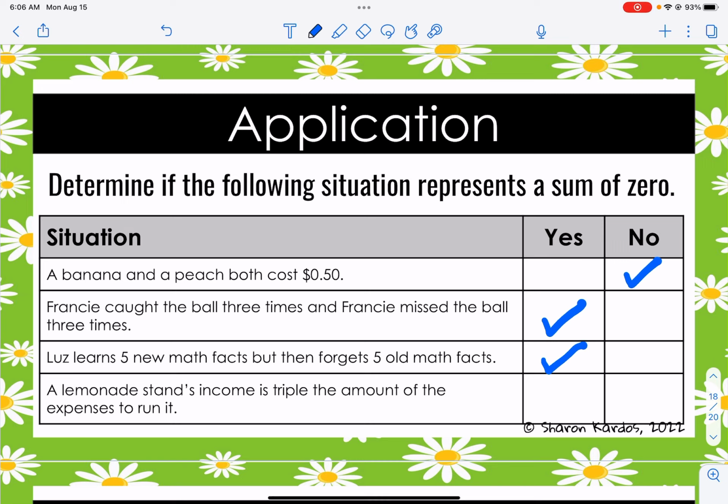And the last one, a lemonade stand's income is triple the amount of the expenses to run it. I don't see anything in there that's really opposite of one another, so we're going to say no, that is not going to represent a situation of 0.